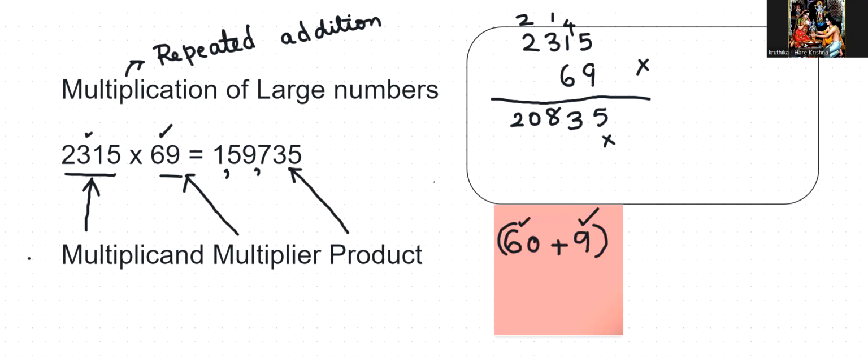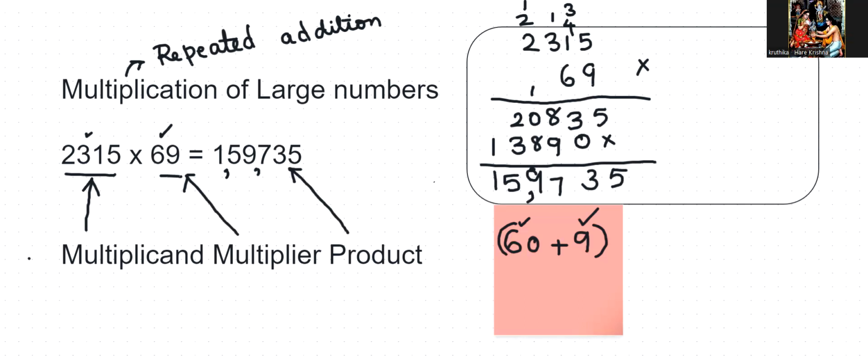6 5s are 30. 3. 6 plus 3 is 9. 6 3s are 18. Carried over 1, 12 and 13. 6 2s are 12. This 1 plus 13. When you add them, you get 5, 3, 7, 9, 5 and 1, which is nothing but 1,59,735. Okay.